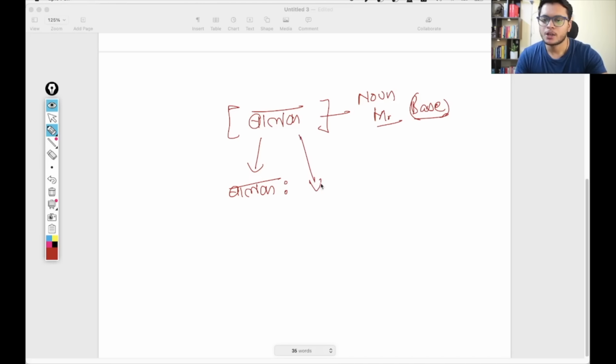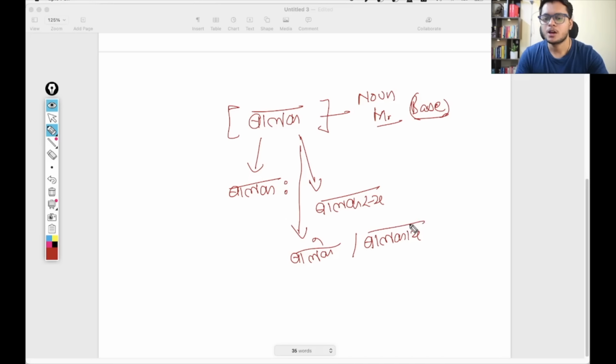From this base word, I can also have something like balakasya. From the same base word, I can also have something like balake. And I can also have something like balakai. Now, all these different forms originate from the same base word balak, right? But what do these forms actually mean? Each of these forms has a different role when used in a sentence in context.